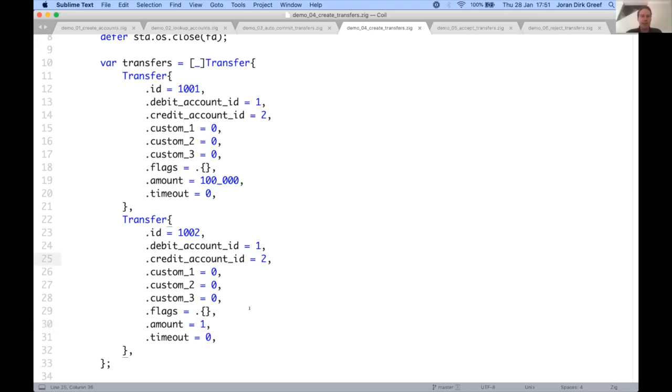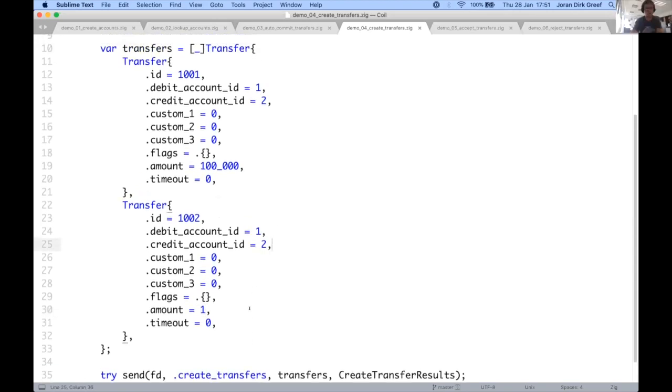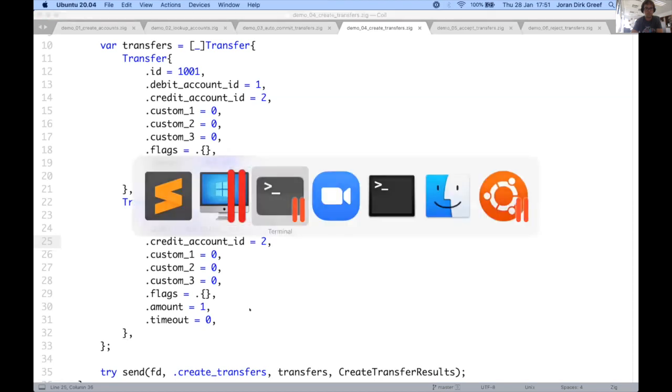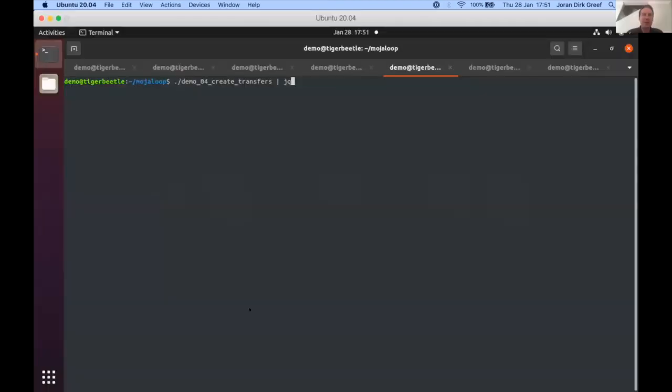Yeah. Apologies for the nomenclature difference. We've talked about reserved and committed as opposed to prepared and fulfilled, but those mapped one-to-one to Moduloop concepts. Yeah. So let's prepare some transfers.